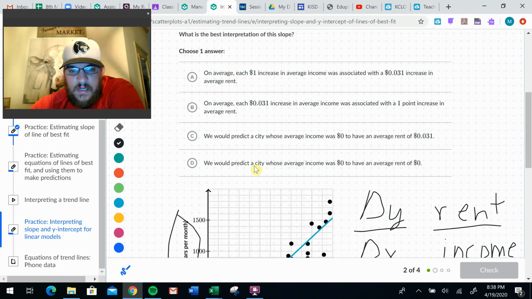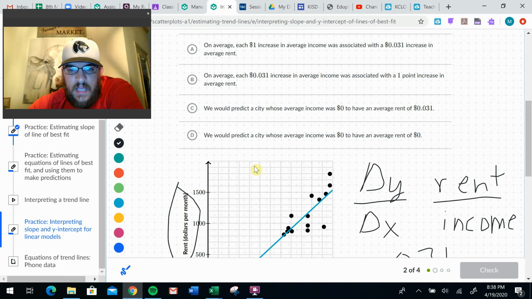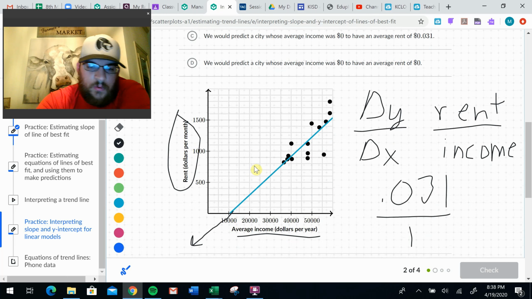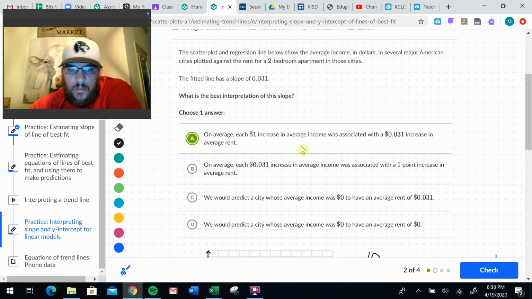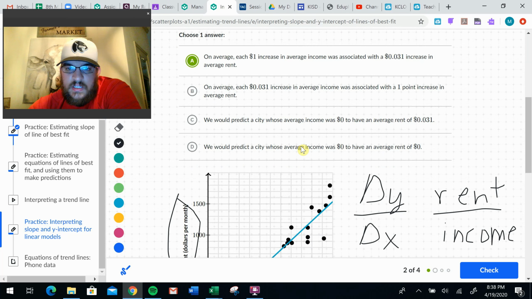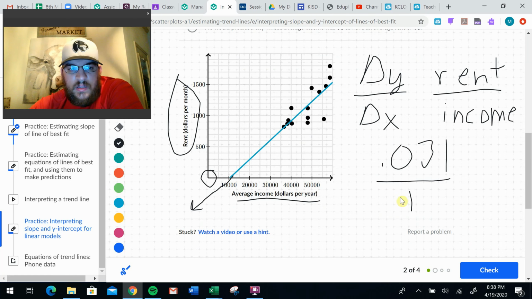Okay, that's not correct. We predict a city whose average income was 0 to have an average rent of 0. Well, again, that's saying it starts at 0, 0. Well, my line doesn't start at 0, 0. The only correct answer would be that every time $1 increases in average income, it would increase by 0.031 in your average rent.